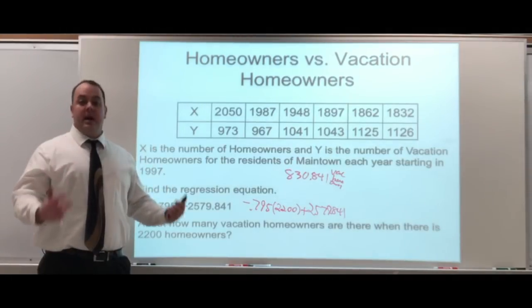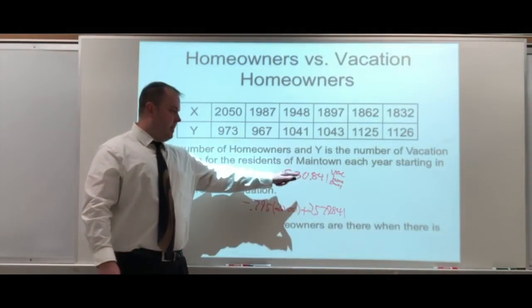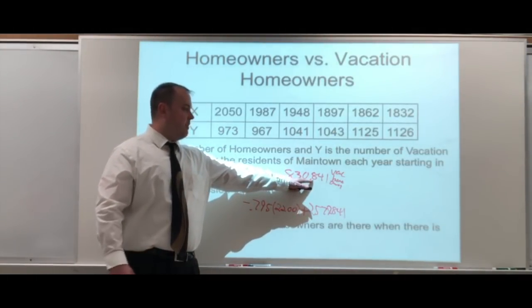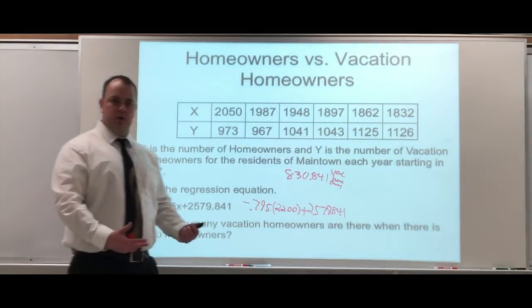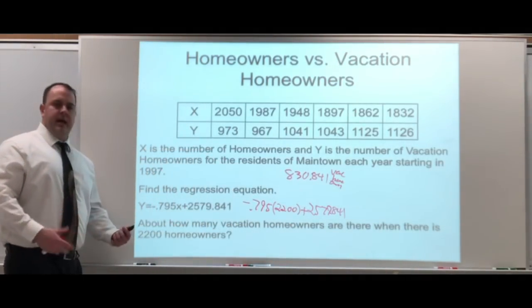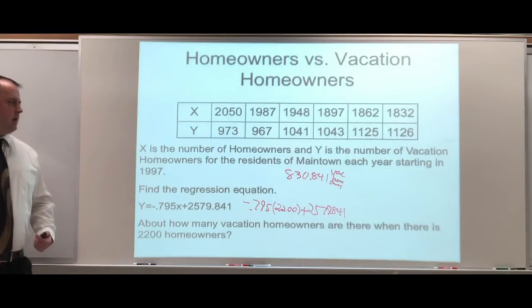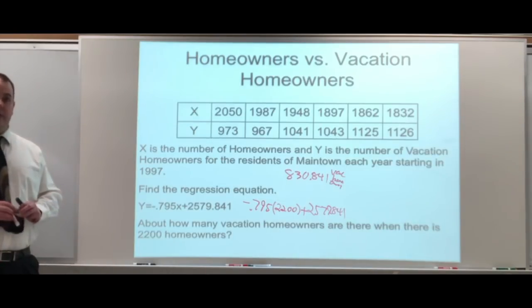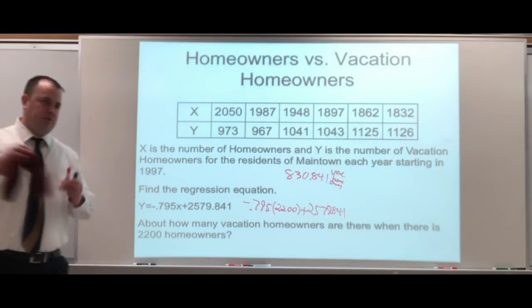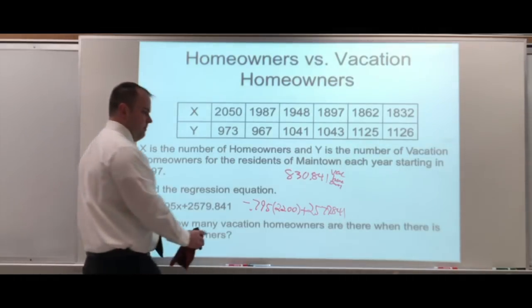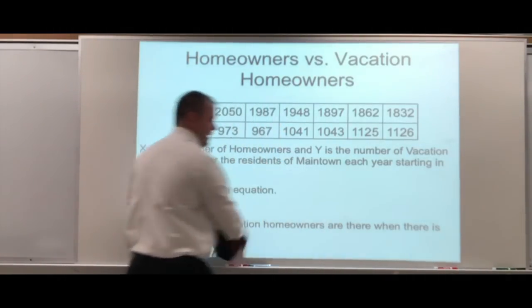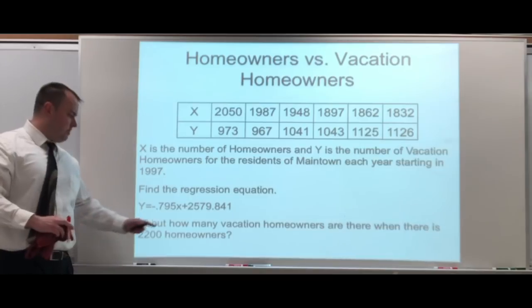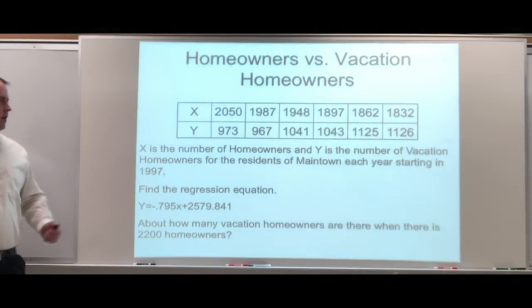Now, these are estimates. I know vacation homeowners, it's a person. You can't have a 0.841 homeowner. Okay, give me the estimate that your calculator is getting you with these calculations. Okay, so you're allowed to give me those decimal answers. I want you to give me those decimal answers, what the calculator gives you. And so again, important: think about what the variables represent and think about what the question's asking you.